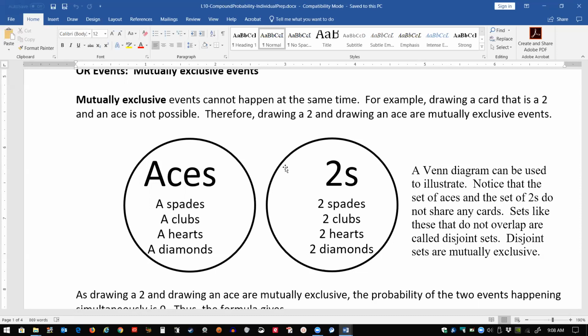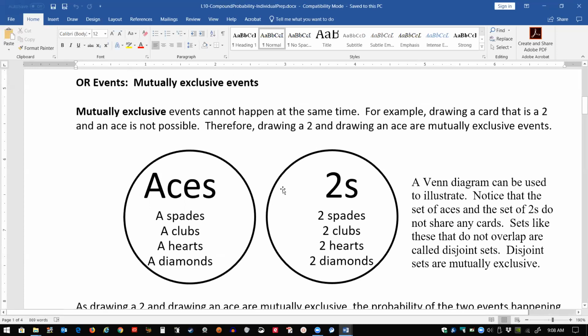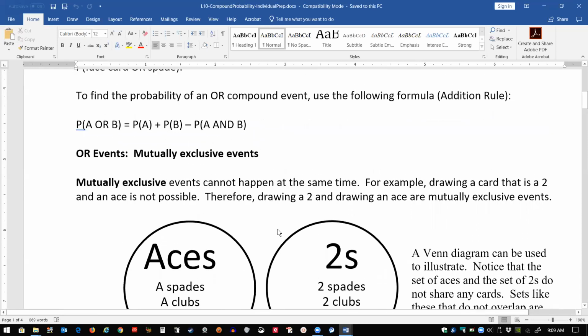Now, aces and 2s won't happen on the same card. They can't happen together. So we call those mutually exclusive events. If you look at this Venn diagram down here, you can see that there is no overlap between these two sets. No cards are shared. No card is both an ace and a 2, right?